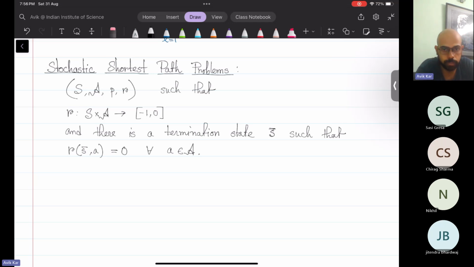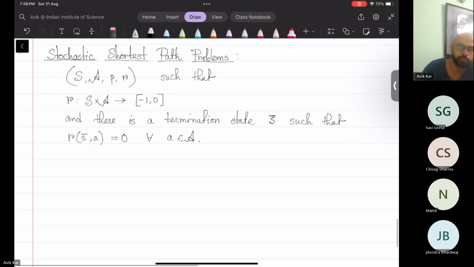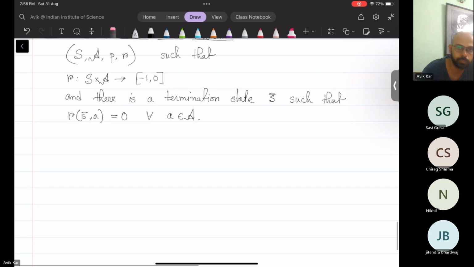You want to hit this state. So say you are modeling playing chess, s bar you can think of as a state where you win the game. So the termination state is your goal state. You can think in that way.